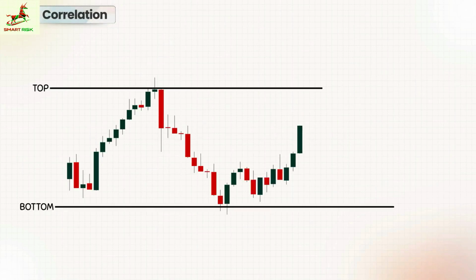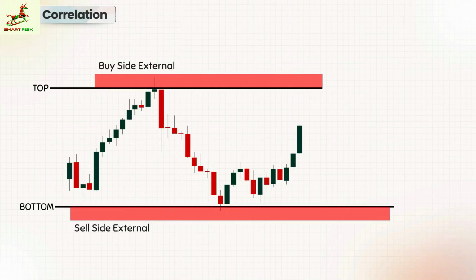At the top, near the range high, there's buy-side external liquidity, and at the bottom, near the range low, there's sell-side external liquidity. Now, if the market wants to go down and grab the sell-side external liquidity, operators first need to create volatility in the market so that retail traders jump in and generate liquidity.